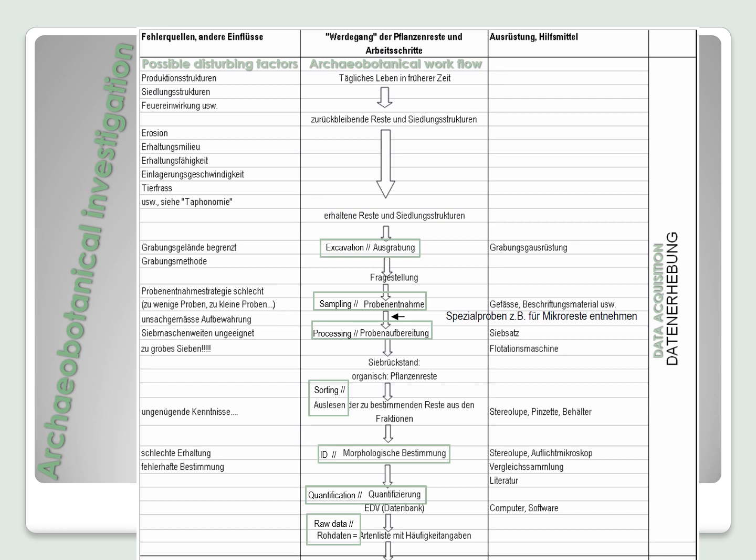During sample processing, the methods chosen or unsuitable sieve sizes may result in considerable loss of material. While sorting archaeobotanical samples, insufficient knowledge may also lead to selective representation of remains. The same applies to morphological identification, which may also suffer from bad preservation of the remains.